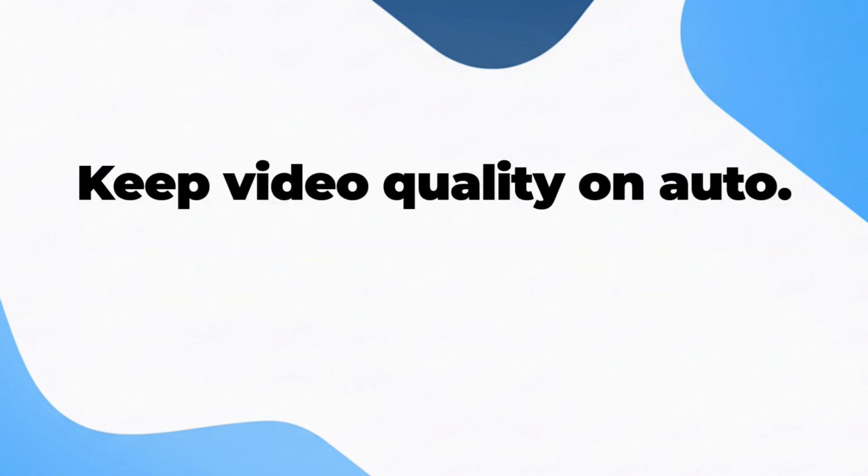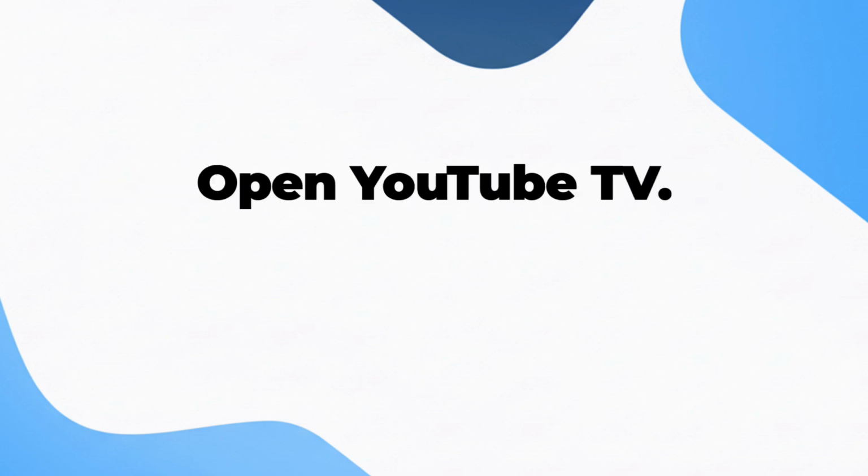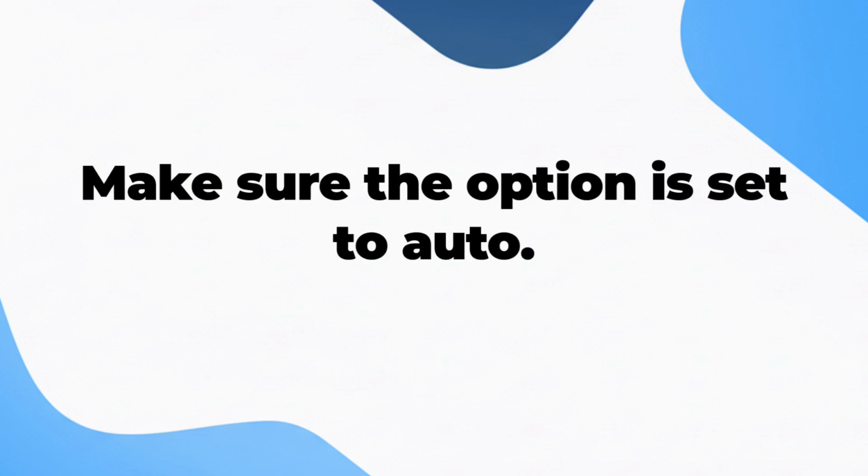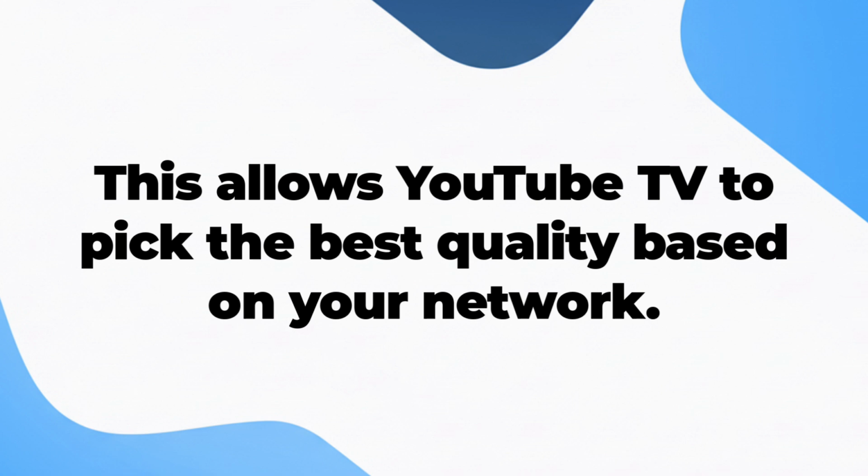Step 1. Keep video quality on auto. Open YouTube TV. Play any video. Open Settings. Gear icon. Video quality. Make sure the option is set to auto. This allows YouTube TV to pick the best quality based on your network.